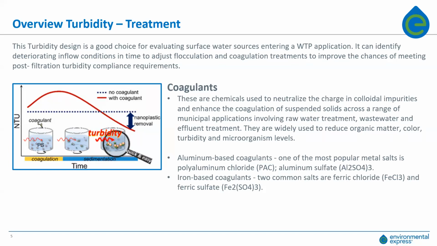So two of the coagulants, and you'll often hear them intermixed as coagulants or flocculants. These are both the same type of compounds. I consider coagulants specifically to be inorganic salts, such as the aluminum-based coagulants, such as aluminum chloride and aluminum sulfate. There are also iron-based coagulants. The two most common are ferric chloride and ferric sulfate.